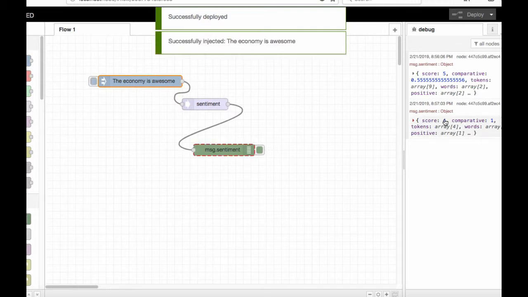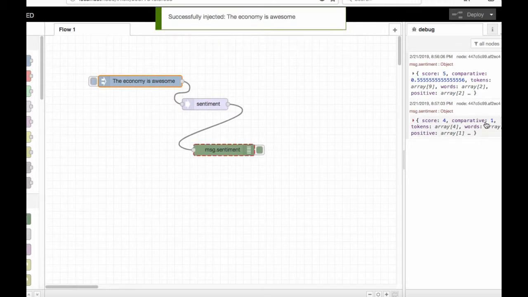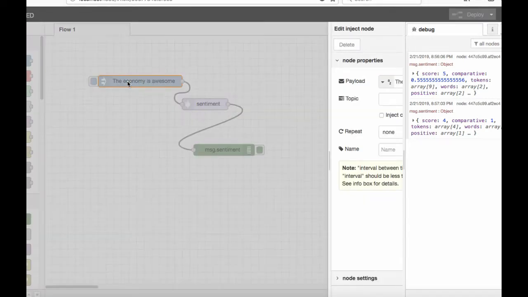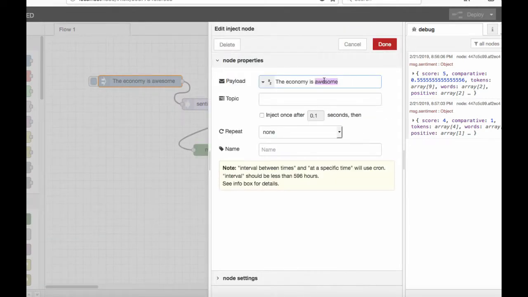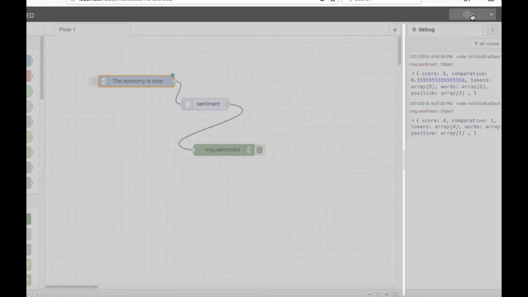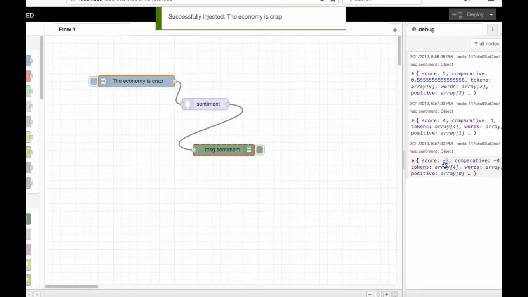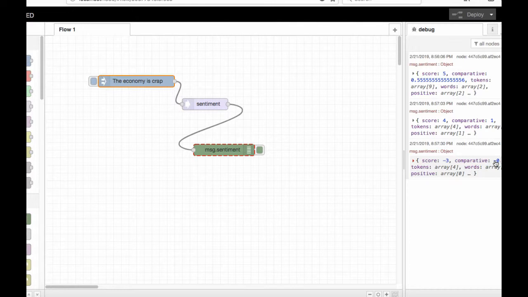Right, so what do we get? We get back a score of 4 and a comparative of 1. Right, so what does that mean? The 4 is a positive number, and the comparative is the idea of how declarative that statement is. How sure are we, or how ambiguous is that statement? So let's change it to something more negative. And we can see now the sentiment comes down. It's a -3, and the comparative is 0.1.5.